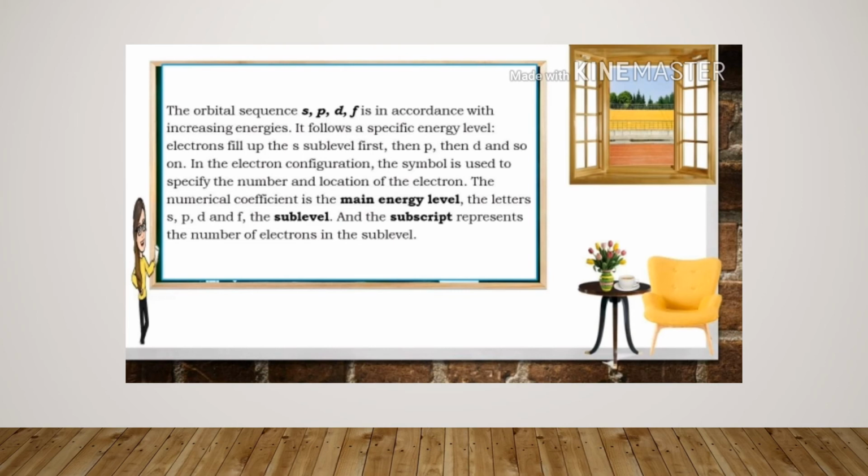The orbital sequence, the SPDF, is in accordance with increasing energy. It follows a specific energy level. The electrons fill up the S sublevel first, then the P sublevel, and D, and so on and so forth. In the electron configuration, the symbol is used to specify the number and location of the electrons. The numerical coefficient is the main energy level, and the letters S, P, D, and F are also called the sublevel. The superscript represents the number of electrons in the sublevel.